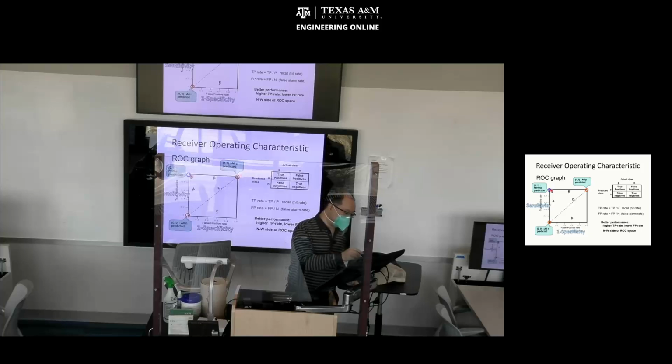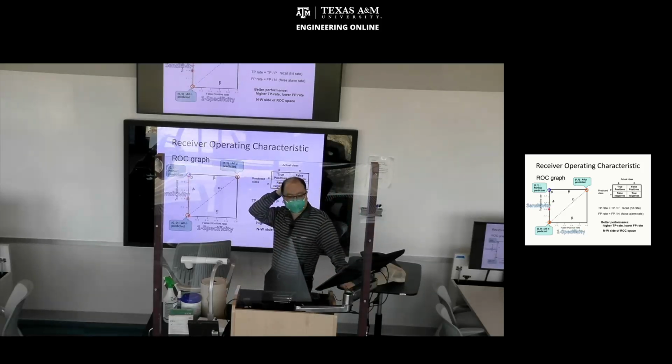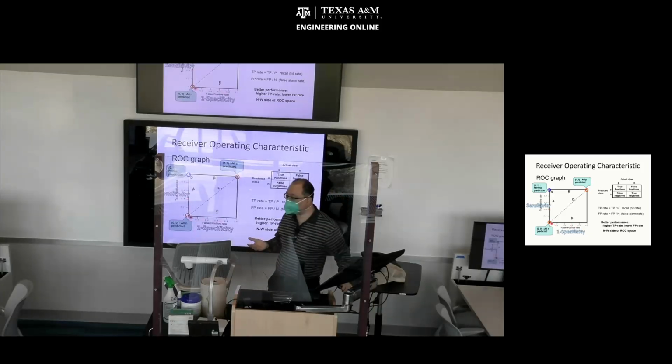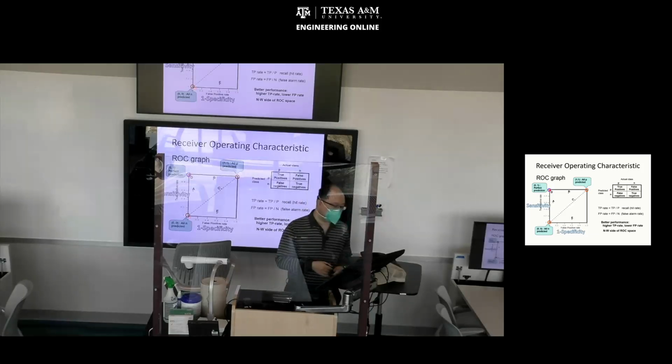And what about this point? This point is false positive rate equal to 0 and true positive rate equal to 1. What does it mean? True positive rate equal to 1 means out of all the positives, they are indeed all predicted to be positives. But in the meantime, the false positive rate equal to 0 means out of all the negatives, none of them were mistakenly classified either. So that means perfectly classified. All positives are predicted to be true positives and all negatives are predicted to be true negatives. So that is a perfect prediction.